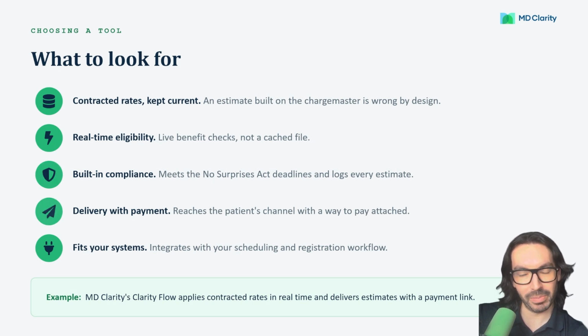Look for delivery through the patient's preferred channel with a way to pay attached, and check that it fits the systems you already run. As one example, MD Clary's Clary Flow is built around these exact requirements: applying contracted rates in real time and delivering estimates with a payment link. Whatever you choose, judge it on the data and the workflow, not on the demo.